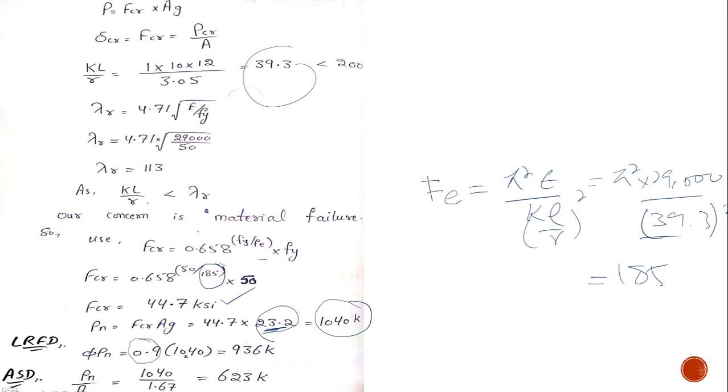This is the factor for the column, and for ASD you have to divide by 1.67, so make sure 1.67 multiplied by 0.9 gives us 1.5. So this is the load for LRFD, this is the load for ASD, 623 kips, at which the column fails, and the mode of failure is material failure.